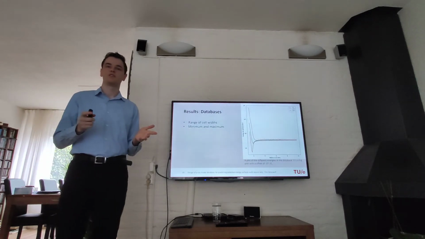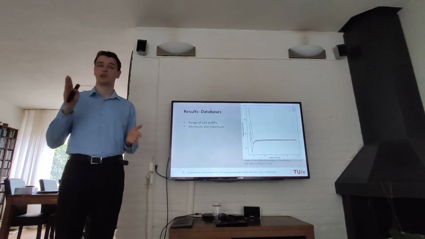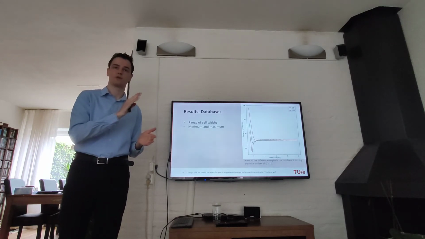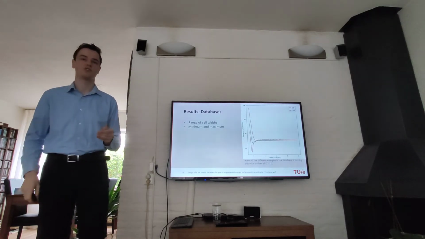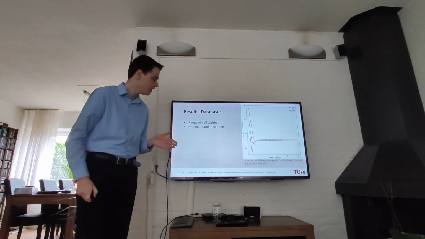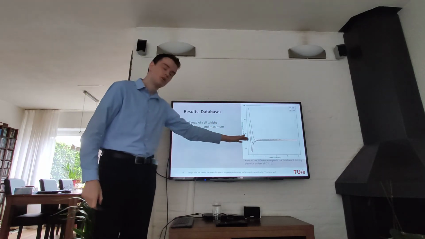Next, a database was generated which had a range of cell widths from 1.5 characteristic distances up to 10 characteristic distances, and this was also inspected. And as you can see, it looks quite good.